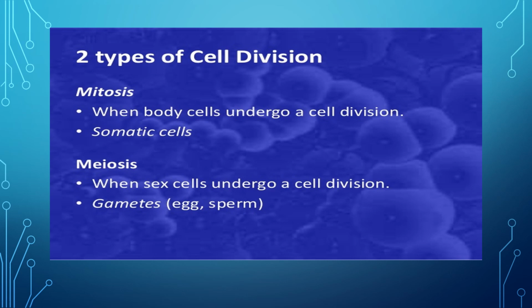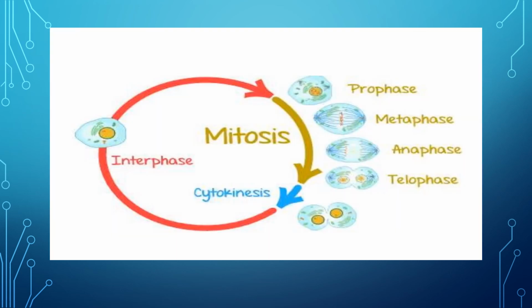Two types of cell divisions. We will discuss these two divisions, mitosis and meiosis. Mitosis occurs in somatic cells, when the body cells undergo cell division. Meiosis occurs when the sex cells undergo cell division. Gametes, eggs, sperm. So these are the two divisions. One is happening in the somatic cell, the other is in the gametes. Mitosis.